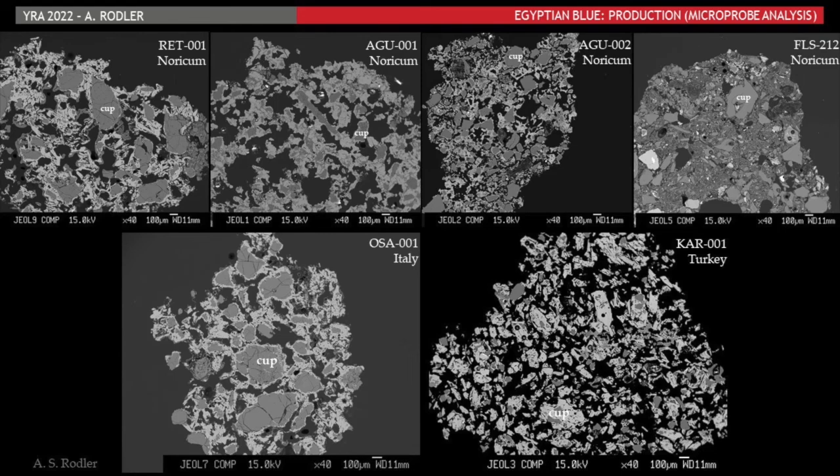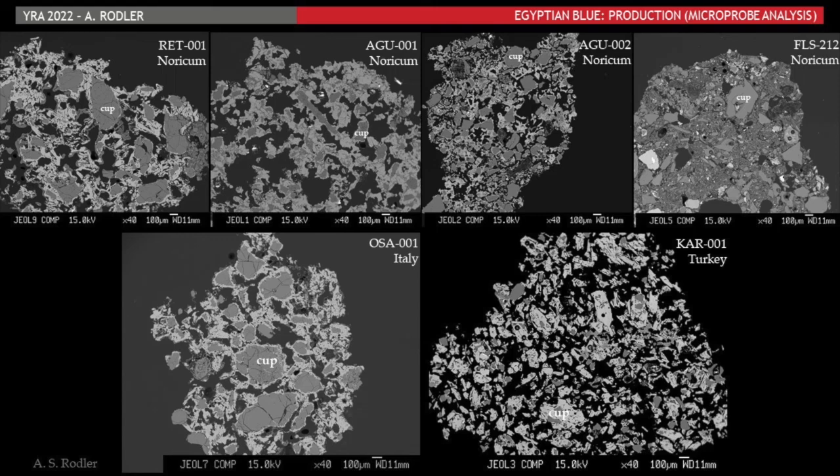What you see here, it's marked in all the different examples with CUP, for cuprorivaite, which is the mineral that's produced in the course of the Egyptian blue production. It's also a naturally occurring mineral with the same stoichiometry as the Egyptian blue. So this is this darker gray, and then it usually has a little bit of a lighter gray around it. This can of course depend also potentially on the firing temperature or the processing technique.